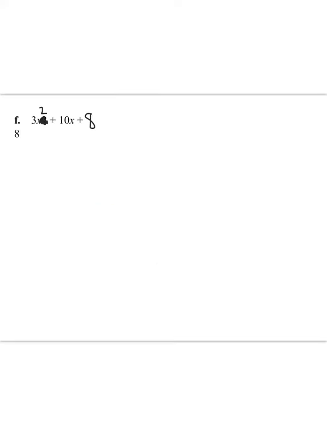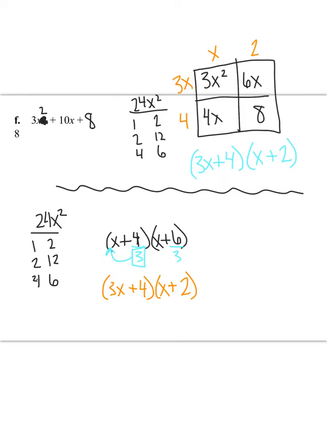I would like you to try this one on your own, use your notes, and you can use either method. So good luck. And I worked out both different methods so you can see whichever one you did and compare your answer, but you should have got 3x plus 4 times x plus 2.